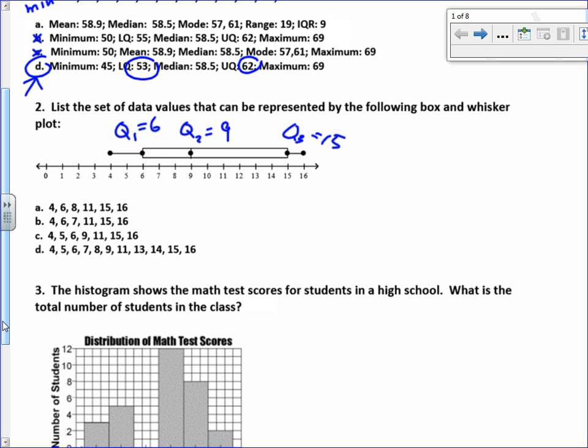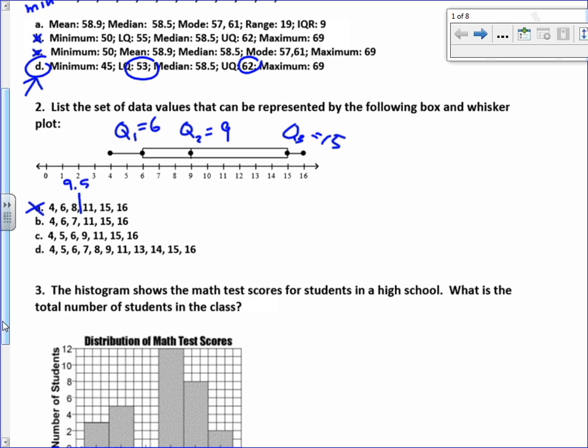Okay, does anyone have a question about how I arrived at those numbers? All right, so now let's look at this list. 4, 6, 8, 11, 12, 13, 14, 15, 16. All right, so 8 plus 11 is 19. 19 divided by 2 is 9.5. So that does not give me the correct median, so it can't be A. Does everyone understand how I eliminated A? I found the median, and it was 9.5. Q1 works, and Q3 works, okay? But Q2 did not work, so that's why A was not the correct choice. Is that clear?